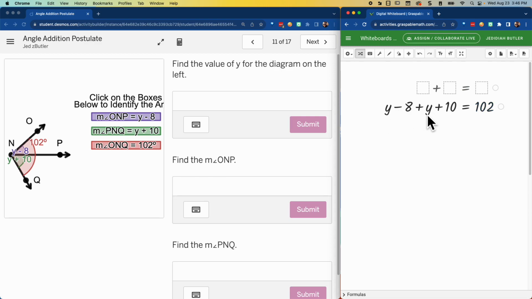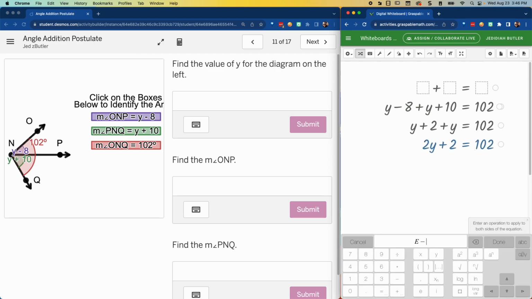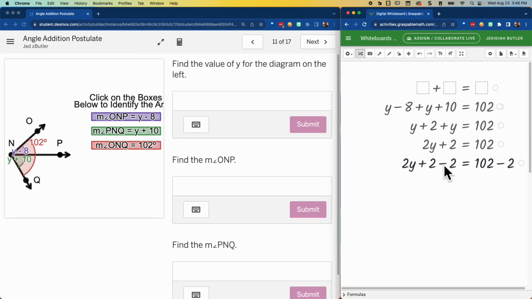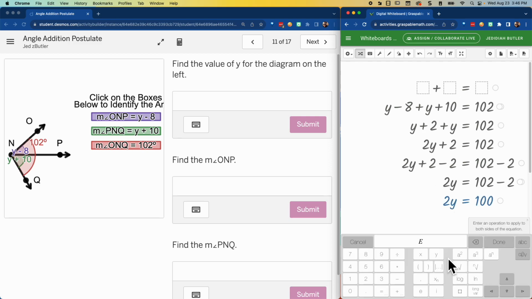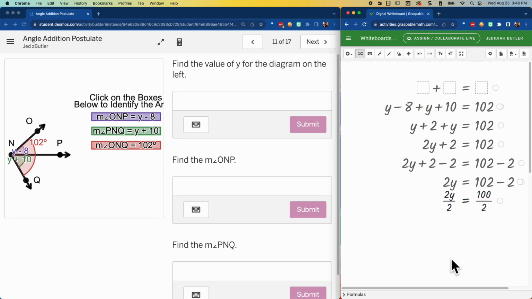Awesome. Okay, so I can move some things around. Like I could combine the 10 and minus 8. I could combine the y and the y. I get 2y plus 2 equals 102. I'm going to subtract 2 from both sides to try and get that y closer to by itself. And then I'll divide by 2 on both sides to make a 1 here, and it just says y equals 100 over 2, or 50.